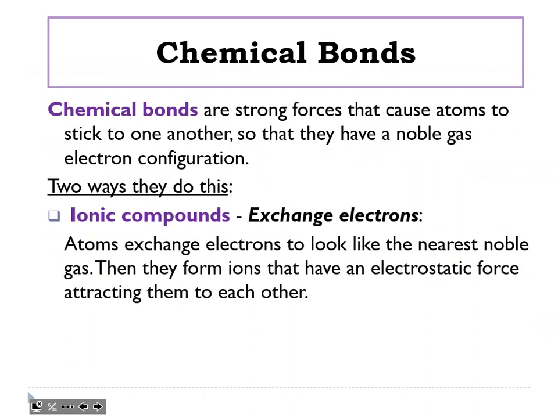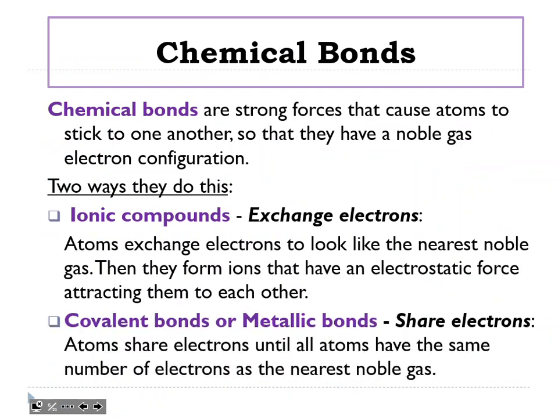How do atoms do this? They form chemical bonds. Chemical bonds are the strong forces that cause them to stick to one another, so they have a noble gas configuration. We're going to be looking at these two ways today.